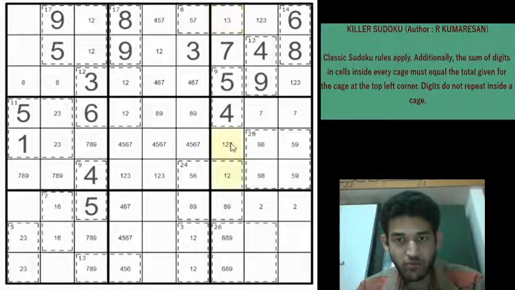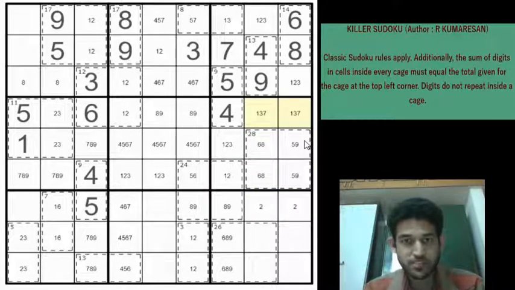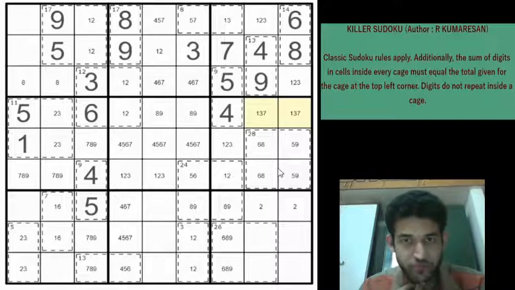And 2 must be in one of these two cells because in the 1, 2, 3 triplet, 2 can't be here. So 2 must be in one of these two cells, which implies that 2, 4, 5, 6, 8, 9 is not possible. So these two cells will be 1, 3 or a 7. That's great. So any more information?